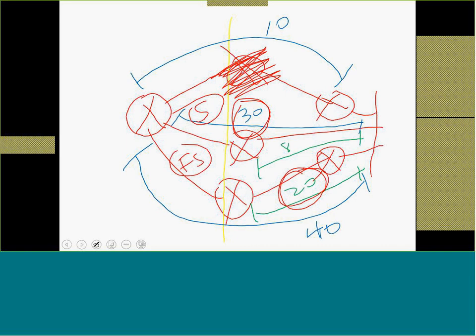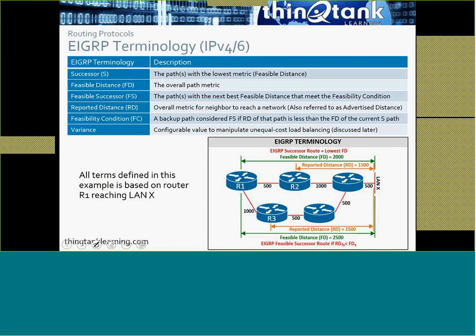In that scenario I just described, I would never send a query. I'm not going to query the bottom path because I already had a feasible successor. All right? You guys following along? Now, variance we're going to talk about at the end of the chapter. This is the feature that allows us to do unequal cost load balancing. But we'll get into that at the end of the chapter. So that is really the hardest aspect of EIGRP, understanding this logic.